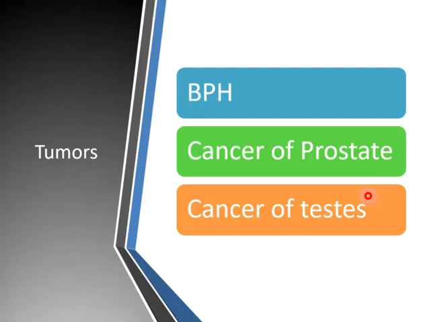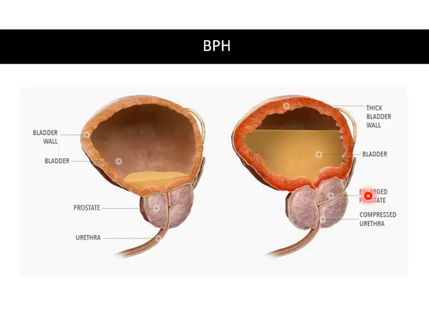Now we are going to come to the tumors of the male reproductive system. The first one is BPH, the second one is cancer of the prostate, and the third one is cancer of the testis. So what is BPH? BPH is benign prostatic hyperplasia. It's a benign tumor, but it can cause obstructive symptoms.